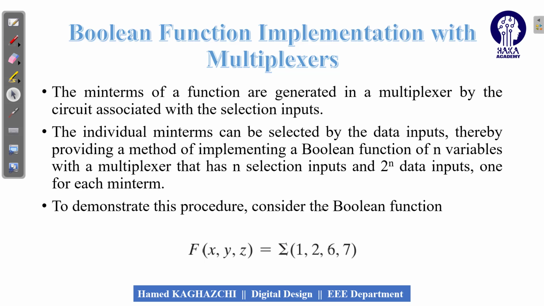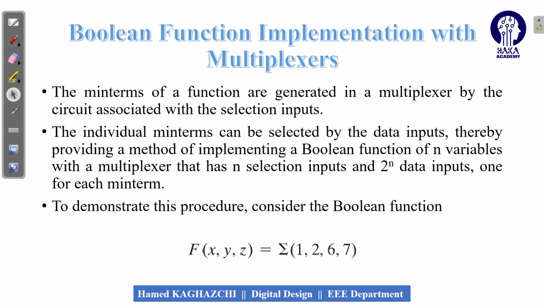Now, like decoders, we saw how we can design and implement different types of Boolean functions using a decoder and an OR gate. Here we want to investigate the implementation of Boolean functions with a multiplexer. How can we do it?